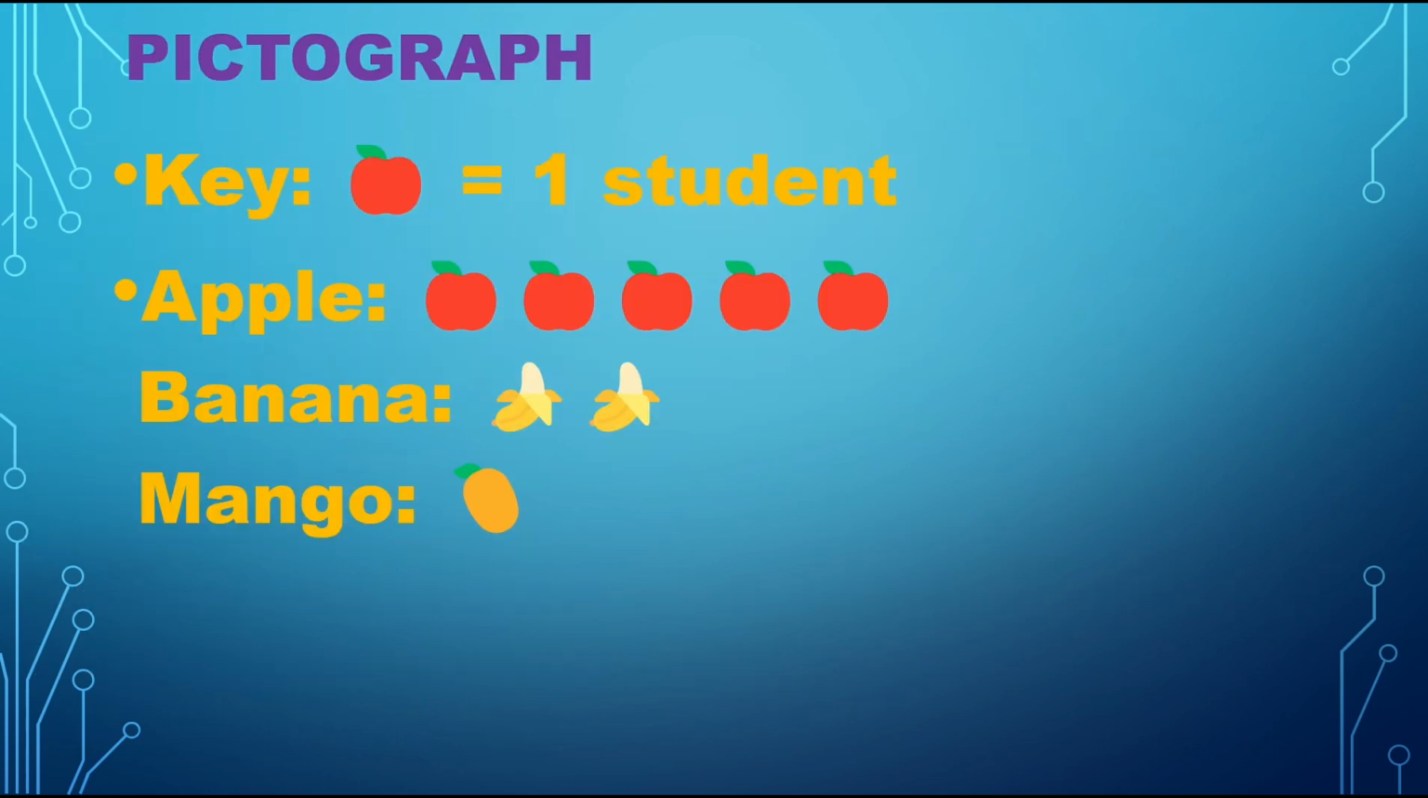So our next point is pictograph. What is a pictograph? A pictograph uses pictures to show data. Here one apple picture means one student. Count the pictures and tell me which fruit is most liked. So first we will check how many students are there. See for apple 1, 2, 3, 4, 5. 5 students. Okay. For banana 2 students and mango 1 student.